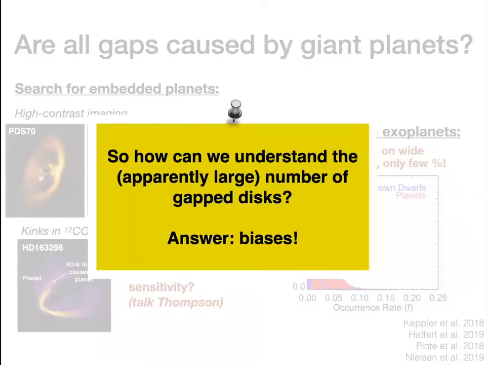Well, the reason for that discrepancy is that there are huge biases in the imaging of protoplanetary disks with gaps. Most of these disks are very bright and very massive because those are the disks that are easiest to image. So if we want to do a proper comparison between exoplanets and protoplanetary disks, we need to correct for these biases by looking at complete disk surveys.